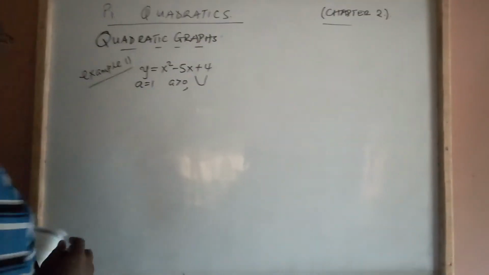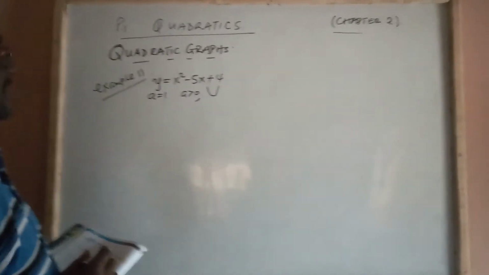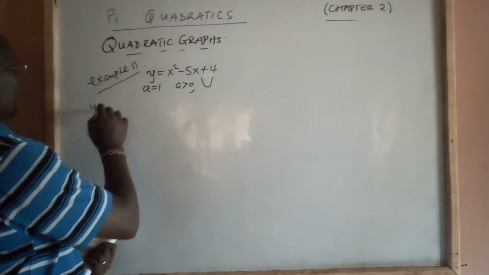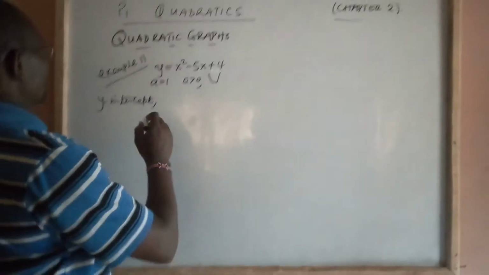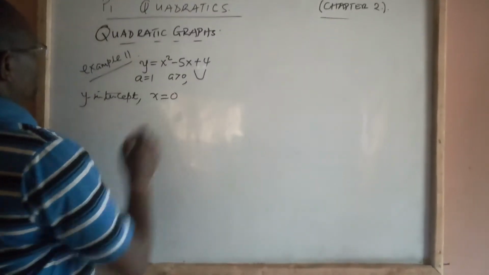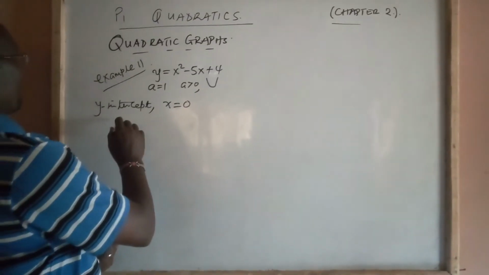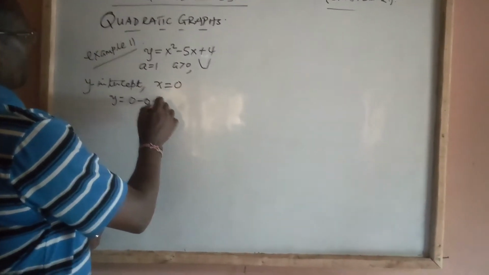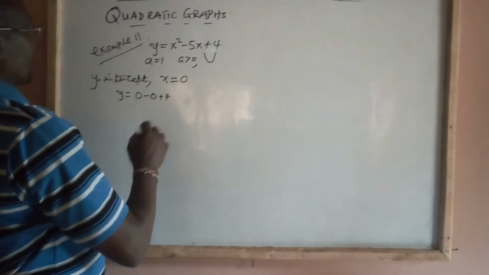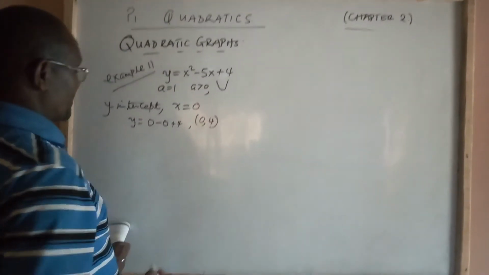At the same time, where does the graph cut the y-axis? What is the y-intercept? It cuts the y-axis when x is equals to 0, as we have seen in the previous example. That means that y is equals to 0 minus 0 plus 4. So the y-intercept has coordinates (0, 4).